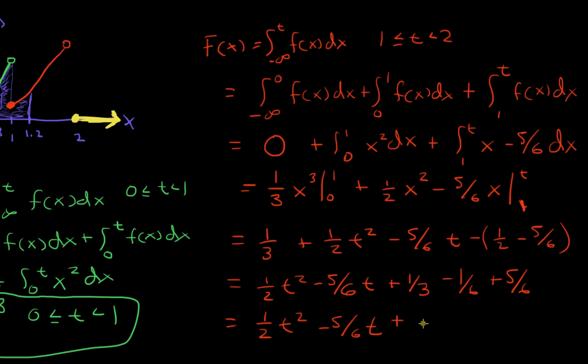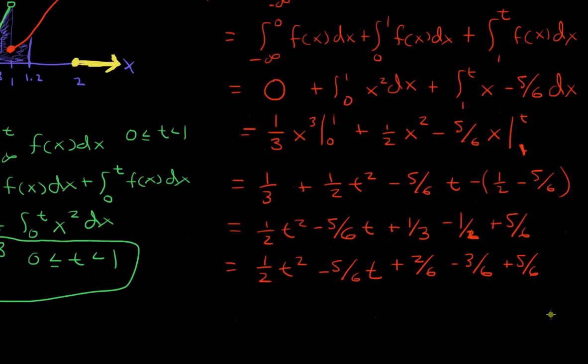So let's see. This is, oops, that should be 1/2, right? Minus 1/2 plus 5/6, yeah. So this gets 6 on the bottom. This would be 2 over 6. This would be 3 over 6. This would be 5 over 6. Okay, so let's go ahead and write this out. So that's minus 1, that's plus 5, so it's 4 over 6, which is the same thing as 2 over 3. Okay, and so this is when t is between 1 and 2.